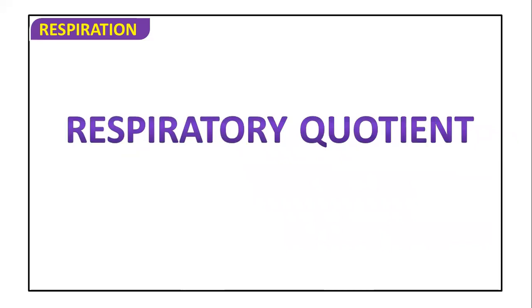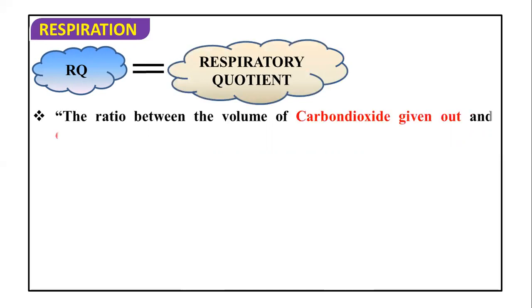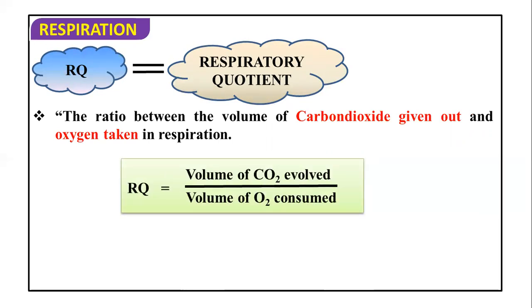Now we talk about the respiratory quotient, which is one of the important and almost the last topic of this chapter. The respiratory quotient is also called the RQ, and it is defined as the ratio between the volume of carbon dioxide given out and oxygen taken in during respiration. If we take the ratio, that is the volume of CO2 evolved upon the volume of O2 consumed, and that is the respiratory quotient.